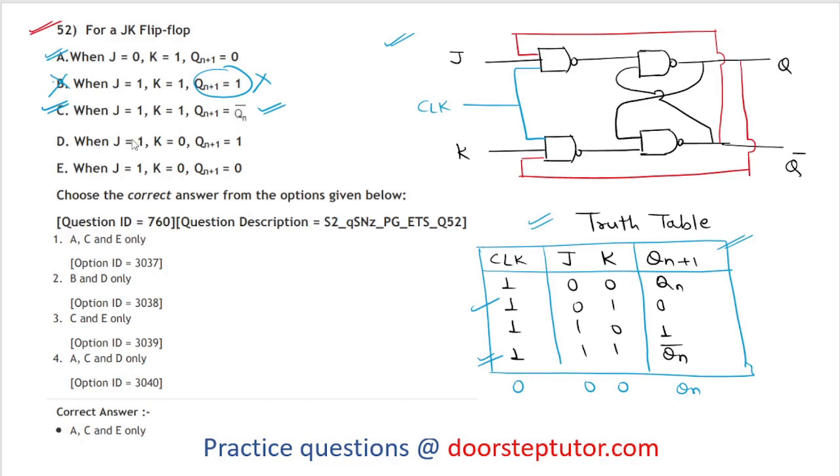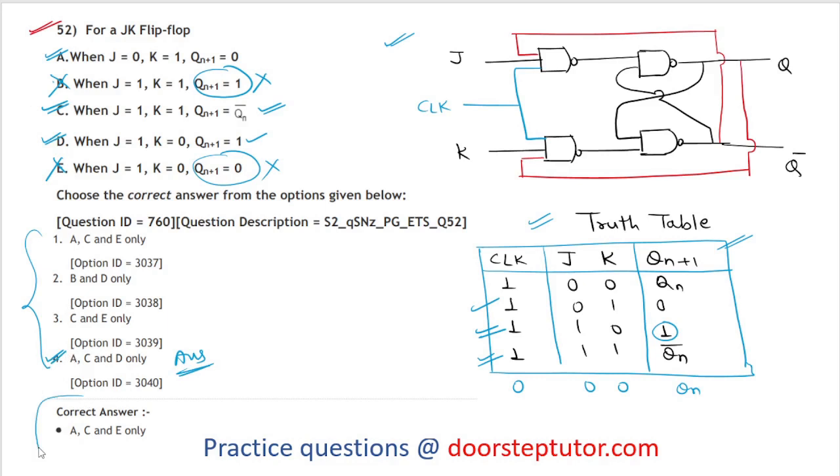D option is when J is 1 and K is 0. So when J is 1 and K is 0, Qn plus 1 should be 1. That is given in the option, so D option is also correct. E option says J is 1 and K is 0, then Qn plus 1 is 0. That is incorrect, so E option is incorrect. From the given options, we have to select the right answer. So right options are A, C and D. According to that, the fourth option is the right answer.